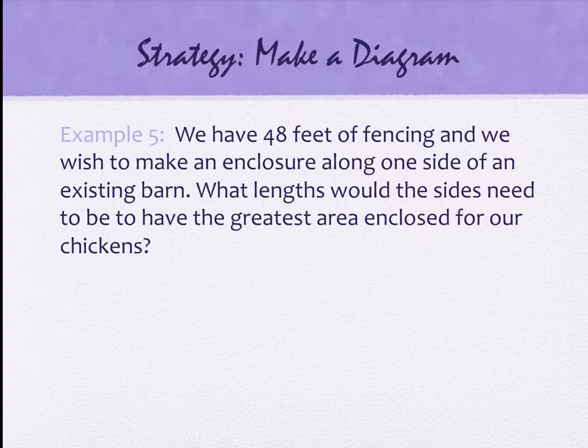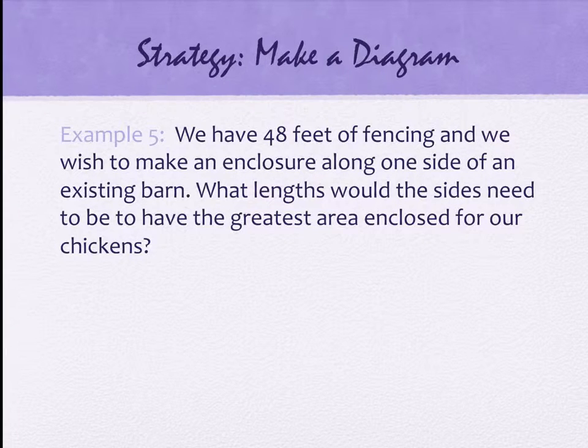All right, our next one is actually going to involve 3 problem-solving strategies because that's how cool we are now. We're going to use 3 in 1. Here's our problem. We have 48 feet of fencing, and we wish to make an enclosure along one side of an existing barn. What lengths would the sides need to be to have the greatest area enclosed for our chickens?